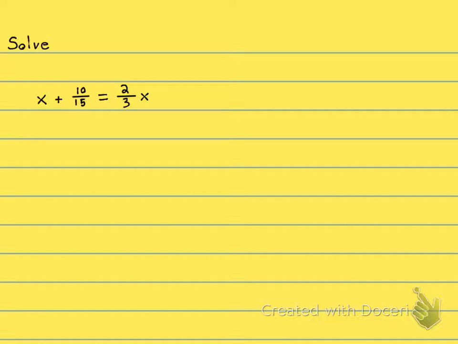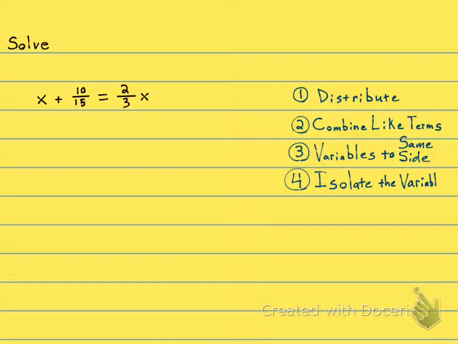So we have an equation to solve, and the equation does have some fractions in it, but we have a calculator. We're just going to leave the fractions there, and we'll deal with those when we get to them. So it's a linear equation, all of my x's to the first power, so we need to know our steps to solving a linear equation. Okay, distribute, combine like terms, variables to the same side, and then isolate the variable.